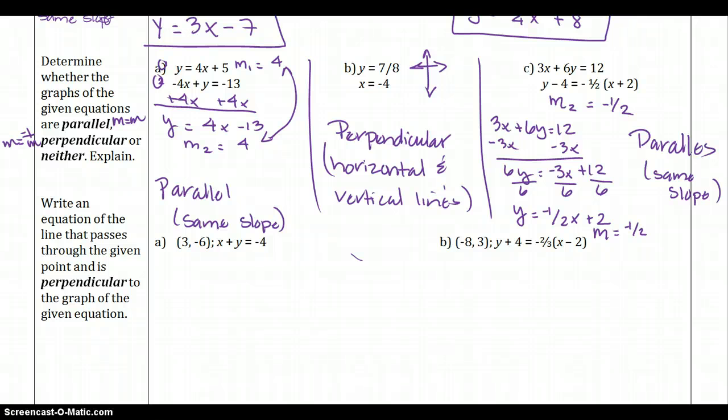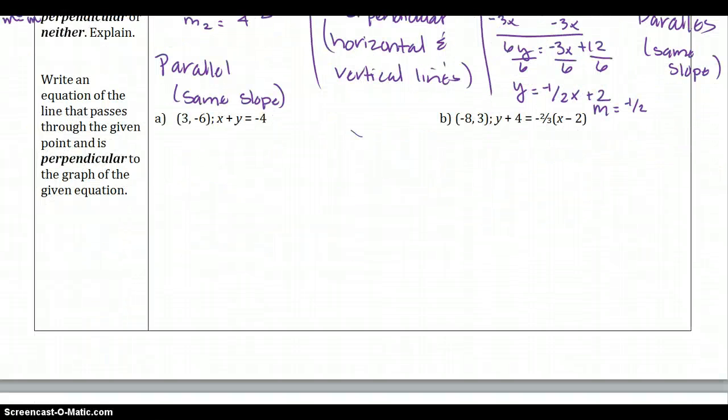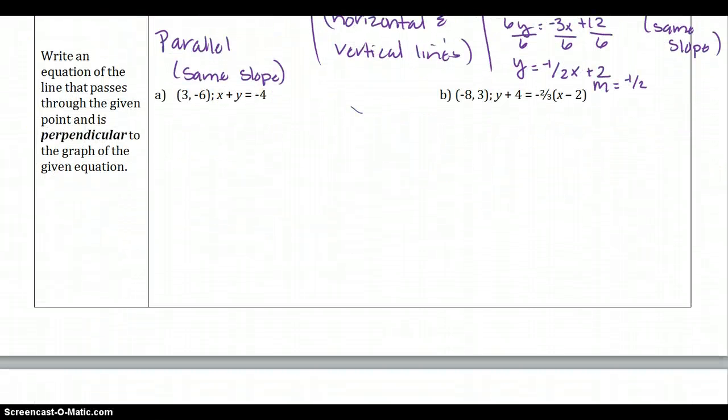The next thing we're going to do is write an equation of the line that passes through the given point. So that's similar to what we just did in the first example. But now instead of being parallel, it's perpendicular. So they don't have the same slope, but I'm going to use my opposite reciprocal. That's when we're going to flip and switch. Excuse my handwriting.